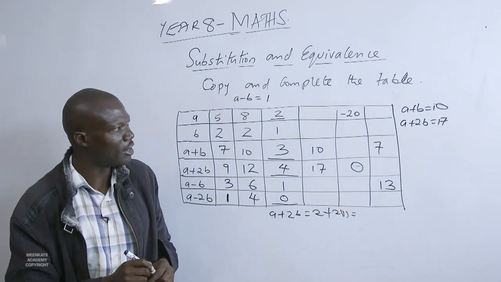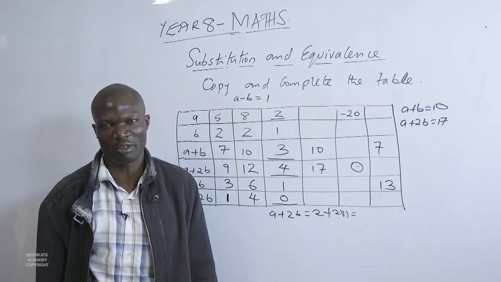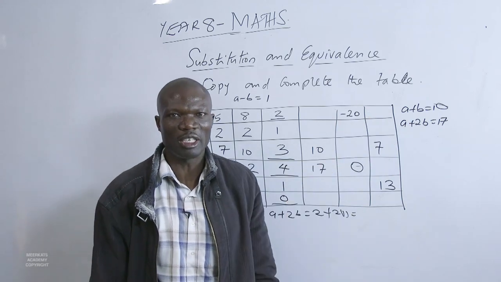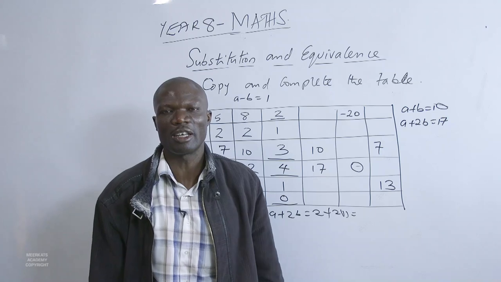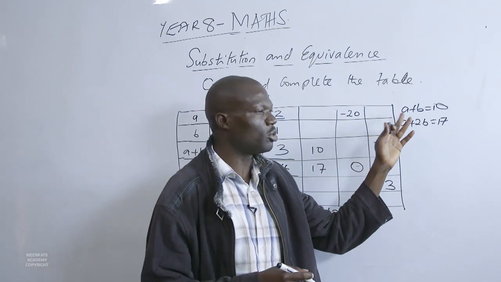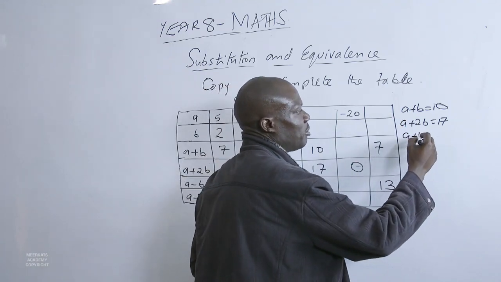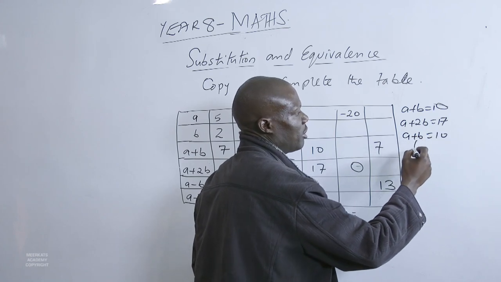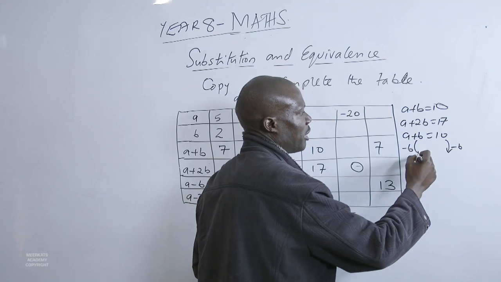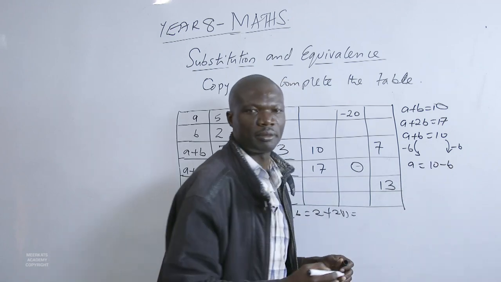Now, those are two equations, and these two equations can be handled in a very simple way. Why do I say that? Just make one of them the subject, and then substitute it in the other. For example, if we choose to make A the subject here, then from A plus B is equal to 10, we simply subtract B from both sides. So you remain with A is equal to 10 minus B.